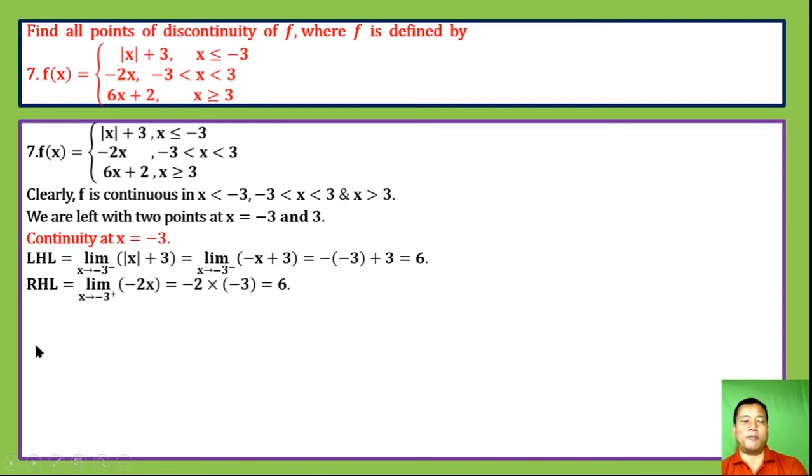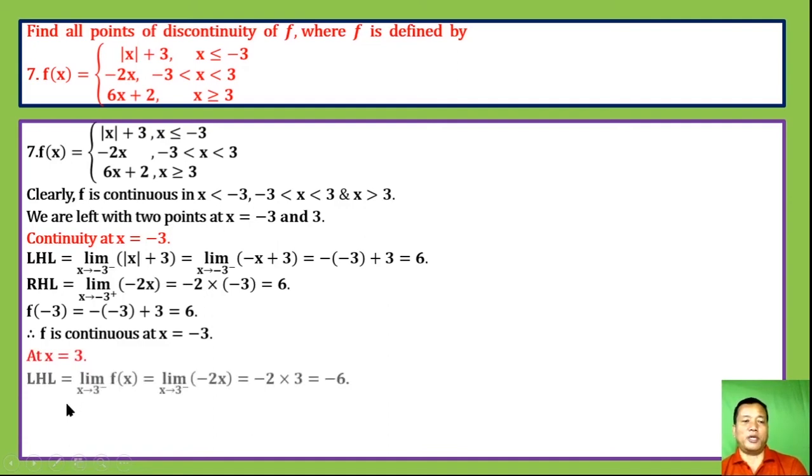And the value f of minus 3, at x exactly minus 3, is minus of minus 3 plus 3, that is 6. Therefore f is continuous at x equal to minus 3. Now, the point of discontinuity at x equal to 3. Let us see.